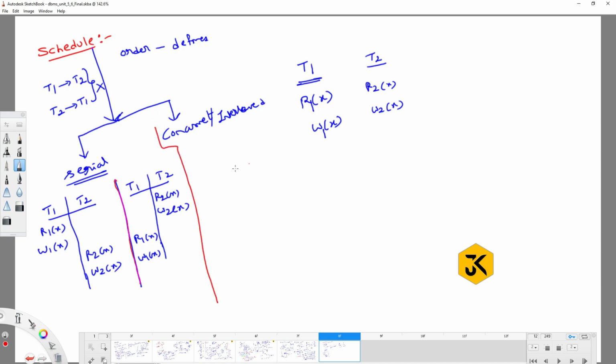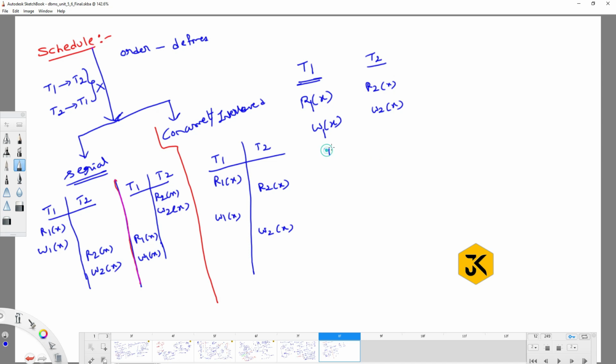In concurrent execution, what might be the different possibilities? T1 and T2 are the two transactions. In which order are the transactions going to be executed? For example, first R1 of X is done. Some I/O operation is required, then it is handed over to R2 of X. Some I/O operation is required, W1 of X, some I/O operation is required, W2 of X. At the end the entire transaction is completed. This is one of the possible scenarios for concurrent execution. I am trying to write here various possibilities.